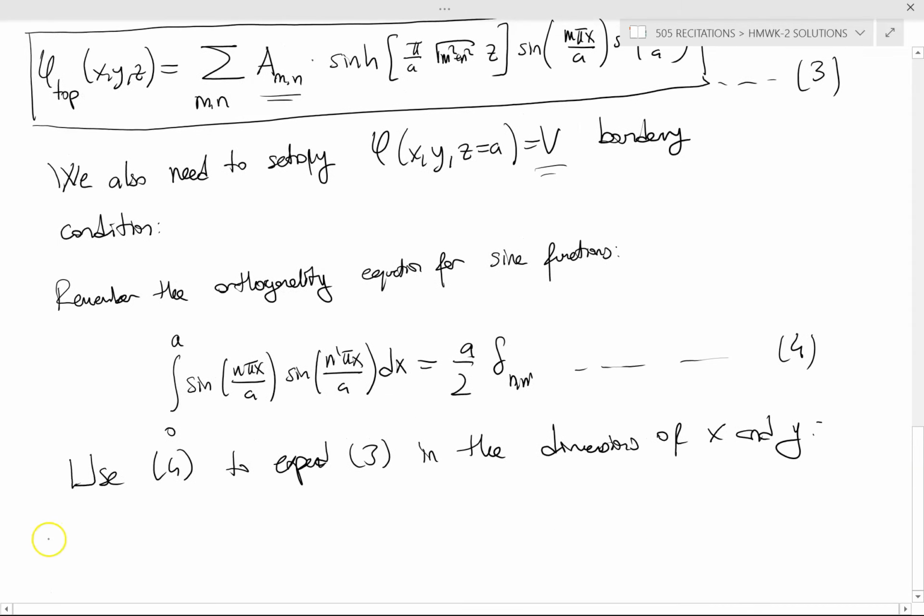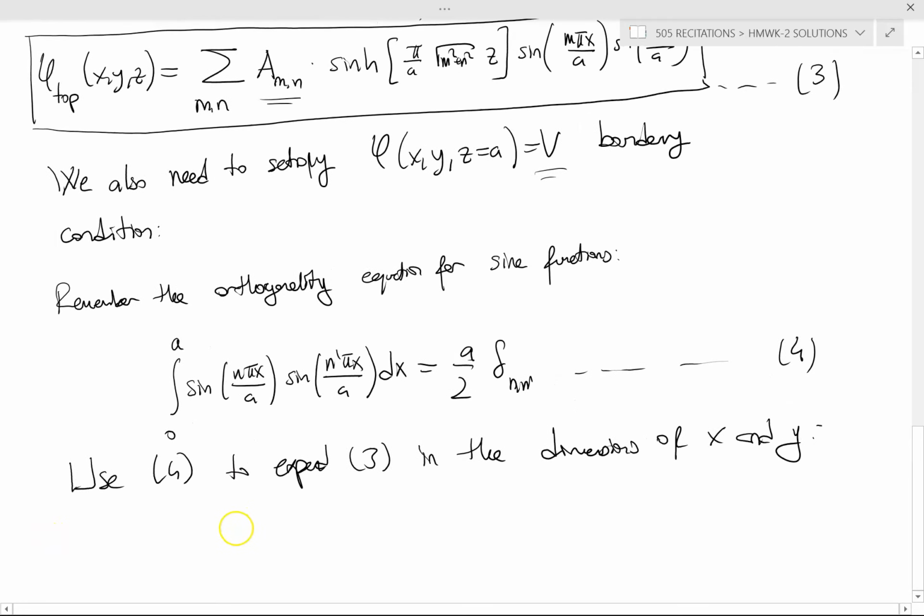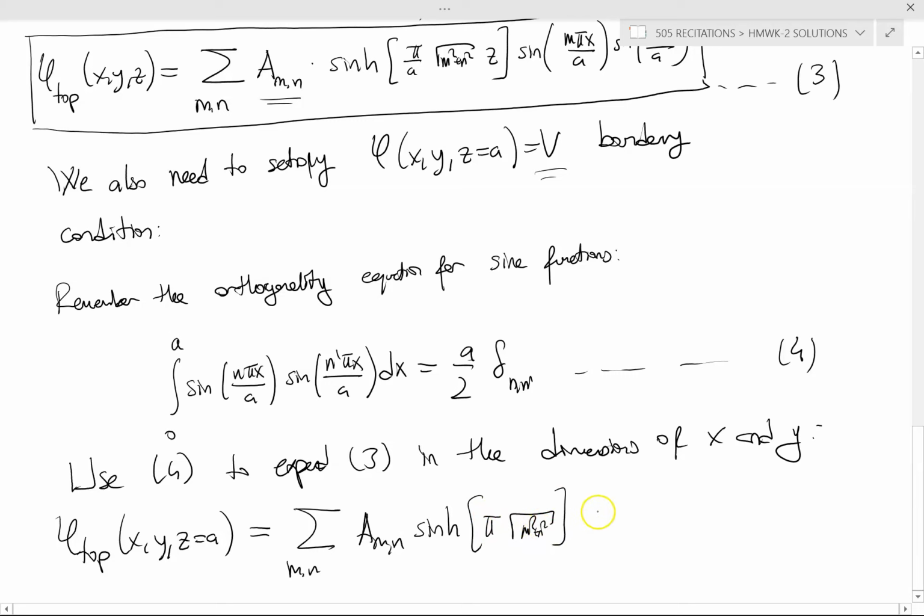See, psi top (x, y, z equals a) is equal to the sum over m and n of A_mn, my purpose is to figure out A_mn in order to make this solution unique. Since pi over a multiplied by a, which is giving me pi directly, square root of m squared plus n squared, sin(m pi x over a) sin(n pi y over a).